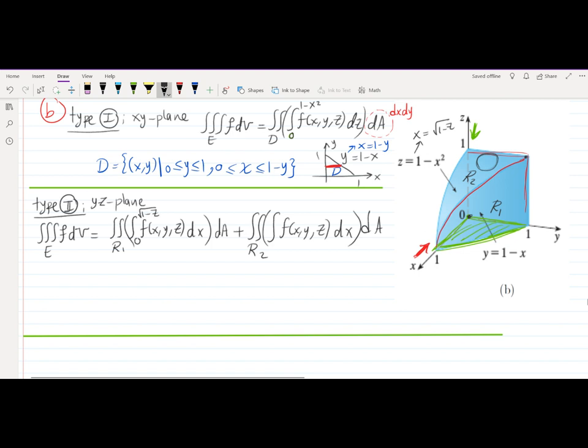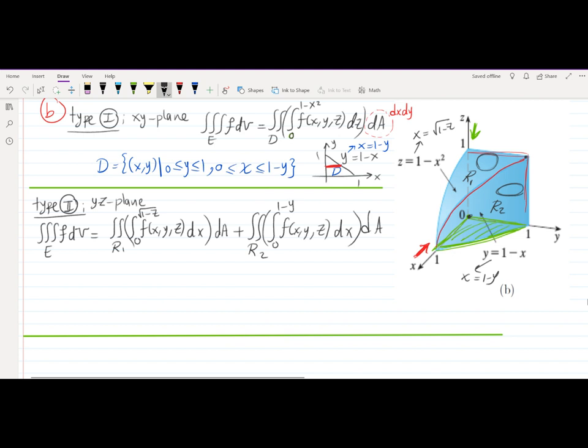And the other part, we can erase this one, to be in the reverse order. It is R1 and this is R2. For R2, the smallest value is also 0, and the highest value is on this plane, which is this equation. So x equals 1 minus y, so till 1 minus y.